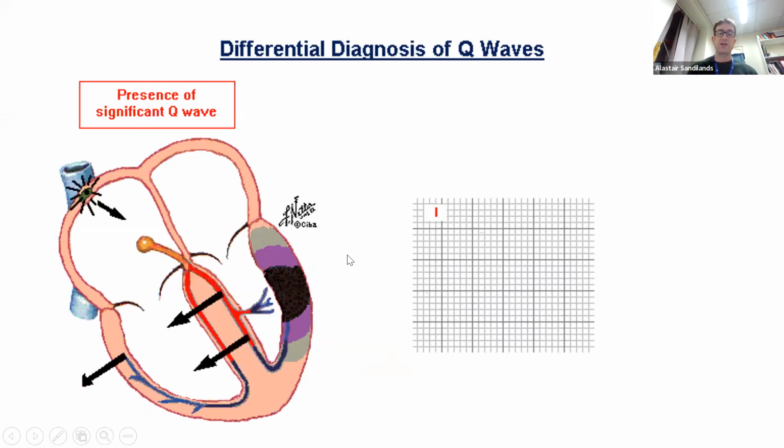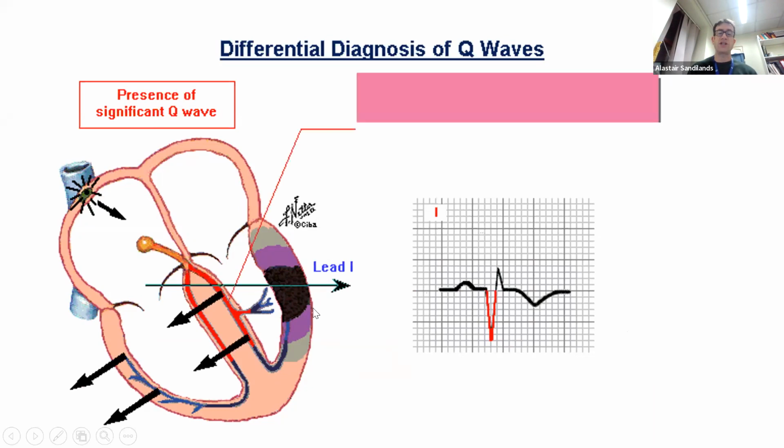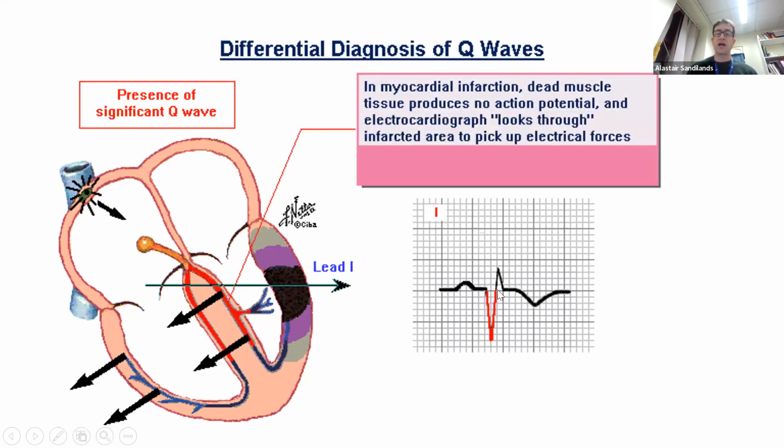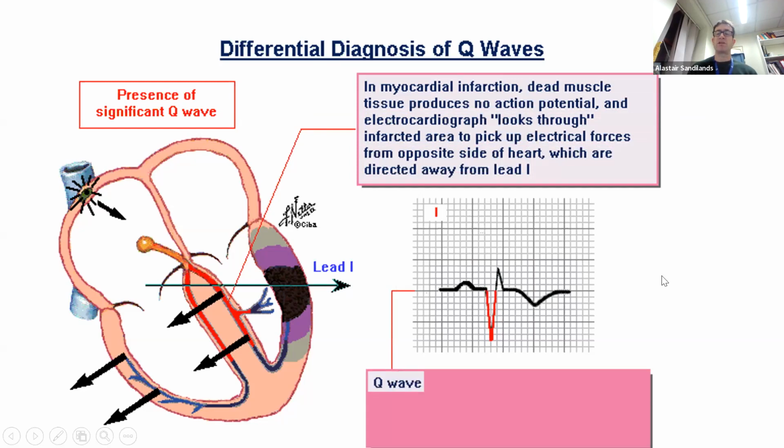So I'll just let this play again. So this is where lead 1 would be. We'd expect lead 1 to be here. There's an infarct in this lateral region. So we've got a Q wave. It's bigger than 1 small square. It is at least 25% of the R wave. Okay, so that's a Q wave.